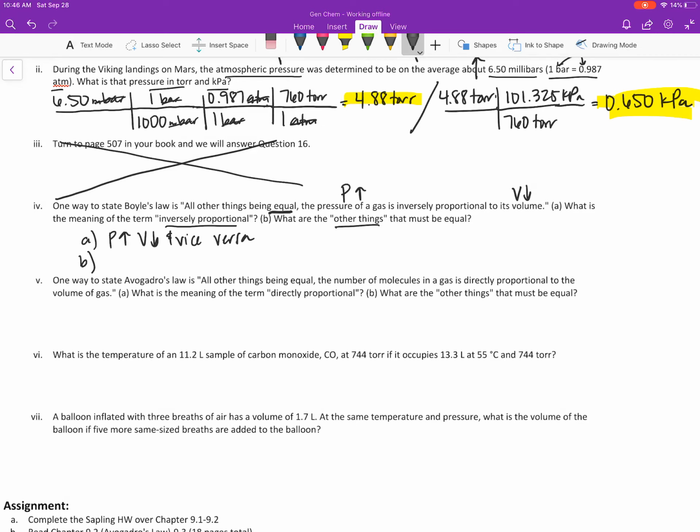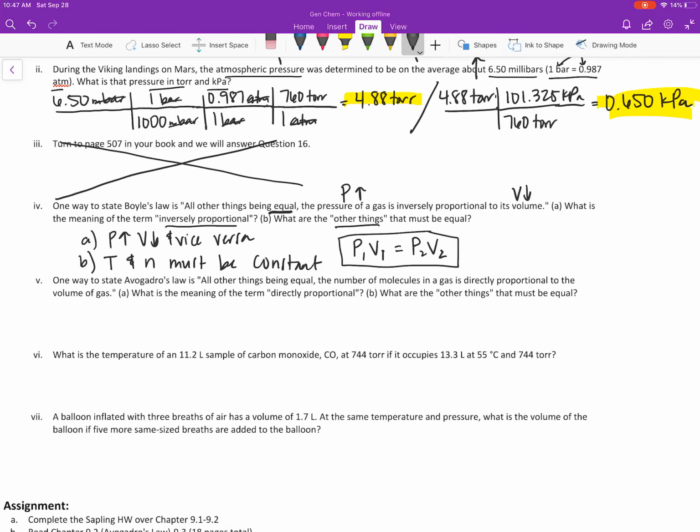And then what are the other things that are equal? Well, the other things that must be constant are the temperature of the system and the number of moles of gas in the system. Must be constant. So if we think about the formula, we don't see temperature and number of moles in this formula because they are constant. They cancel out. They're the same on both sides.